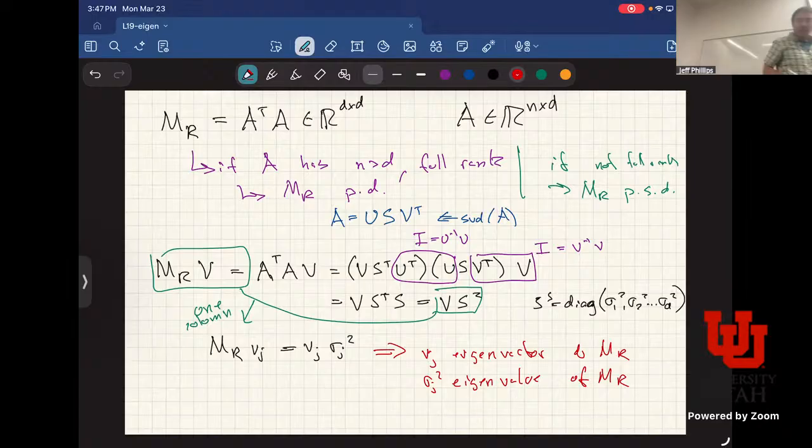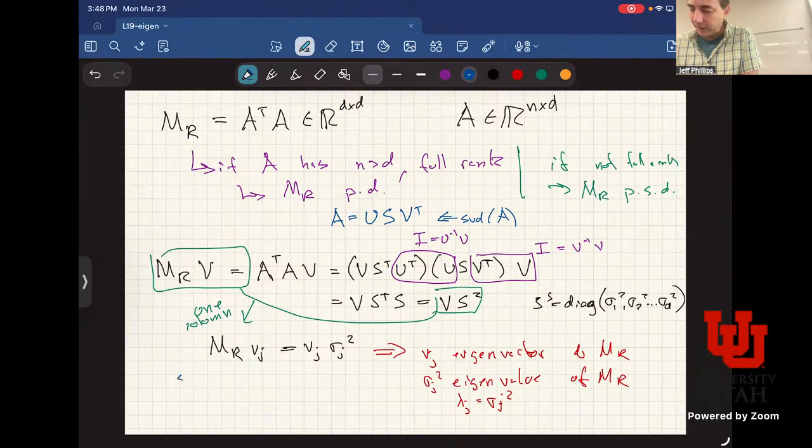Hopefully this isn't confusing. I used almost the same notation, but that means that lambda_j is equal to sigma_j squared. So the eigenvalues of M_R are the singular values squared. There's a one-to-one correspondence here as long as all the eigenvalues are distinct, which let's not worry about that case. So all the singular values squared are the eigenvalues.